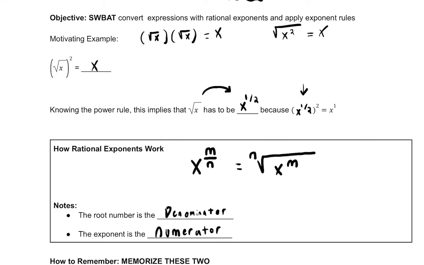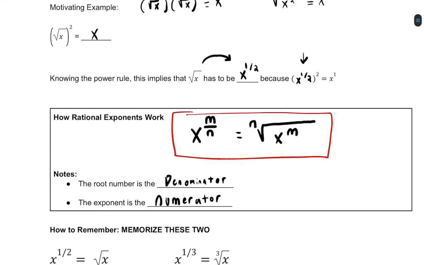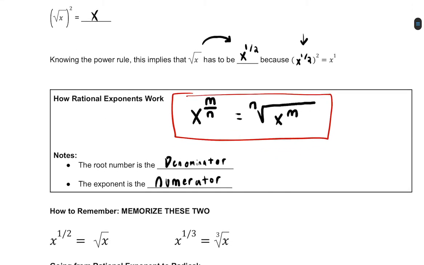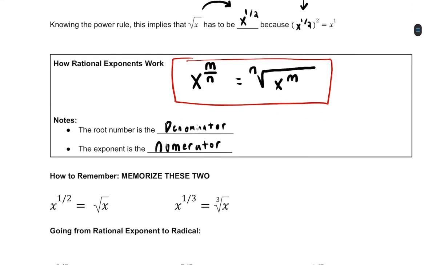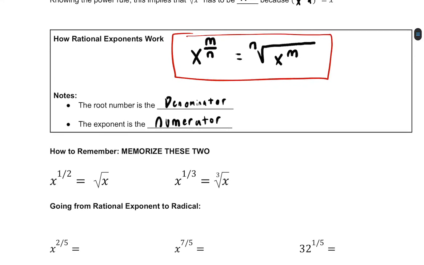And so this is an important thing to sort of commit to memory. This is just what these rational exponents mean. X to the m over n would be the nth root of x to the power of m. And so let's think here about what that nth root means and all of that. The ones you want to use to remember what these mean, to memorize this, are the x to the 1/2 and x to the 1/3.